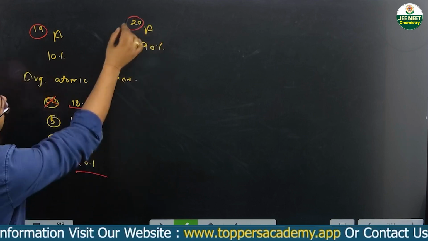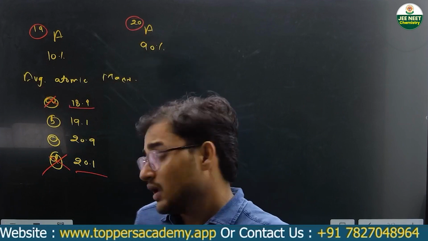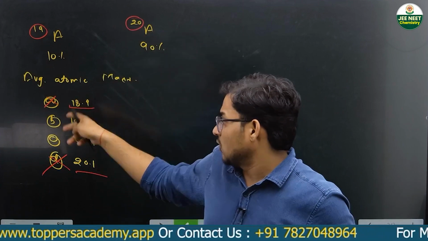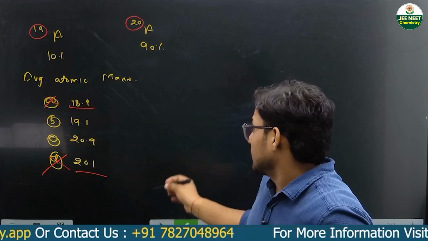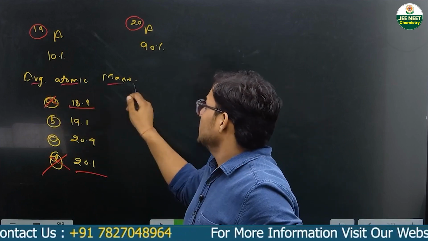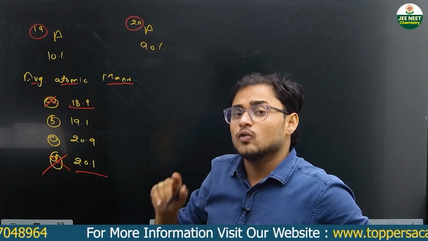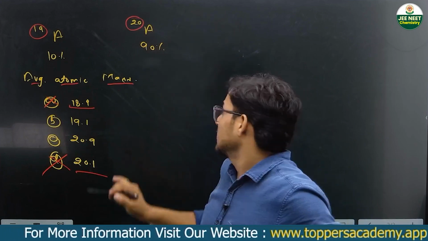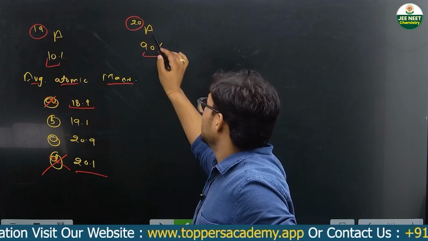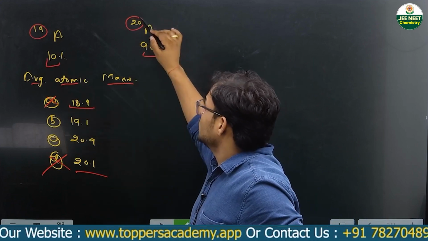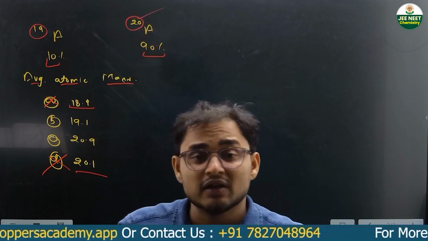20.1 is higher than 20, so it is a wrong option, right? Now there are only 2 options, and out of these 2 options, one will be the right answer. Listen, the average atomic mass will be very close to the atomic mass of the isotope which has the higher abundance. It has 90% abundance, the other has 10% abundance. So the answer will be close to the atomic mass of this isotope, that means very close to 20.